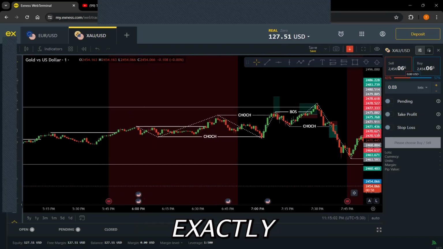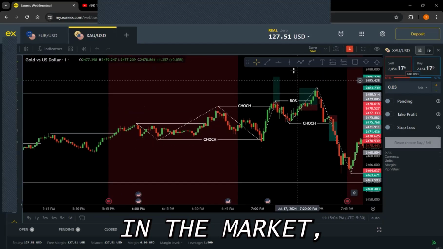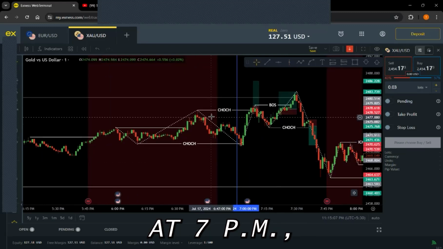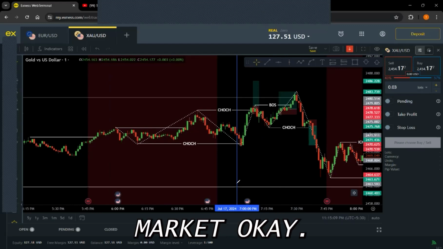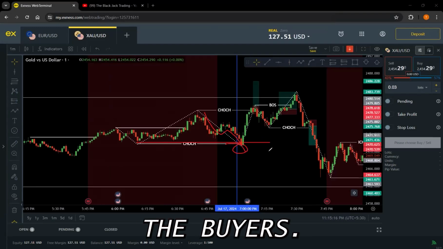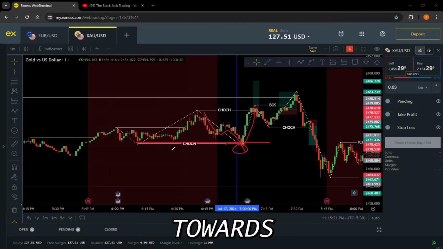First one, exactly at 7 p.m. when the New York session started in the market, you can see that the market started going downside and took out the sell side liquidity. First of all, the price took out the sell side liquidity. Price took out all the stop losses of all the buyers, you can say. So sell side liquidity was taken out, and then what happened? The price started moving towards the upside. As you can see, the momentum started towards the upside.